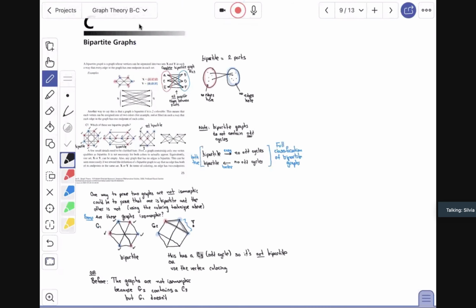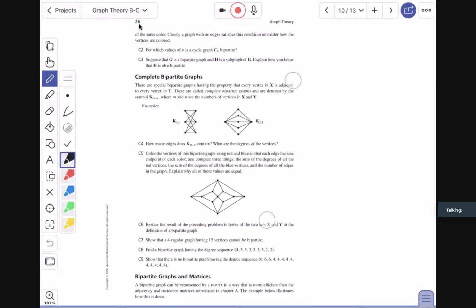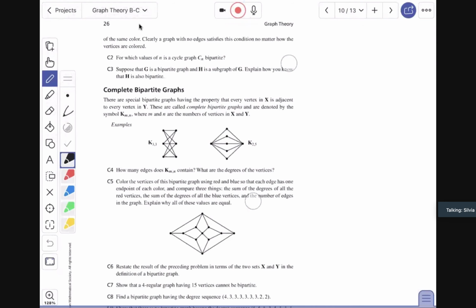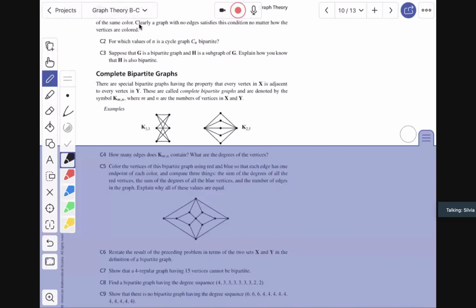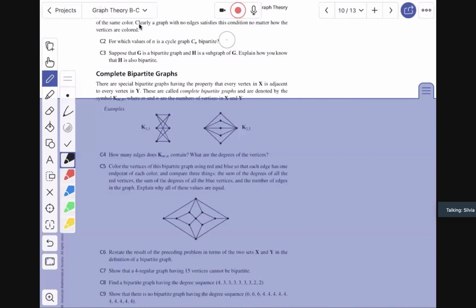Anyways, let's see. For which values of n is a cycle graph bipartite? Well, I just told you that theorem about bipartite graphs not having odd cycles. So this is for any, and it's actually an if and only if. So the answer to this is for any even n. Any Cn with n even is bipartite.